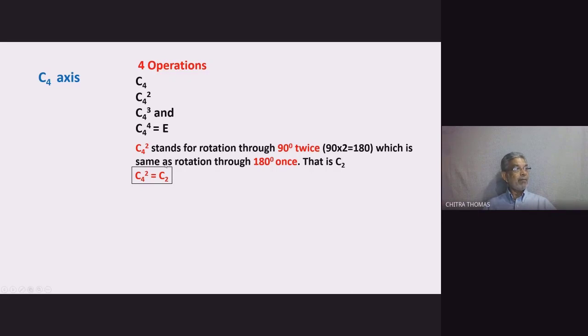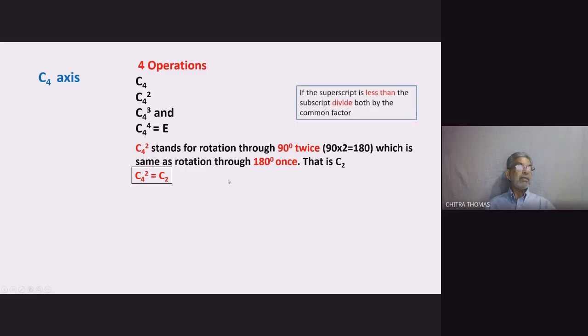Now, I have a different situation. Earlier, we found operations like C3⁵, C3⁴, C3⁶, etc., where the superscript was greater than the subscript. Here, the superscript is less than the subscript. In such situations, to simplify this, you divide both superscript and subscript by a common factor. Here the common factor is 2, so this is C2.